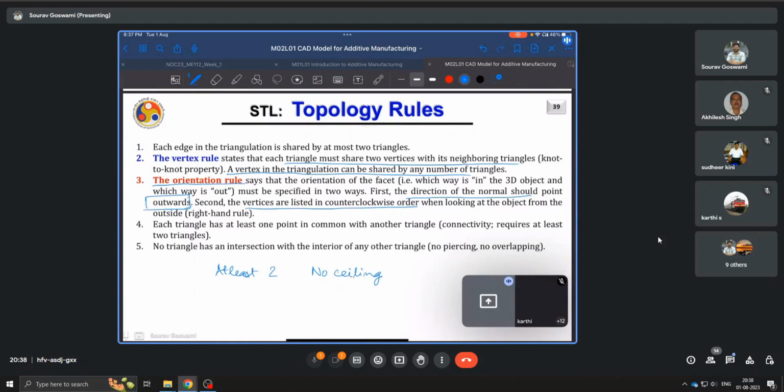Each triangle should have at least one common point. This is connectivity. So no triangle can be isolated. They must be connected to the rest. And no triangle should intersect the interior of any other triangle. This is consistent with the rule of tessellation, which states that there can be no gaps and no overlaps. Else you are describing the same region twice.